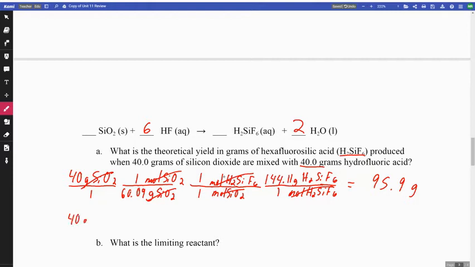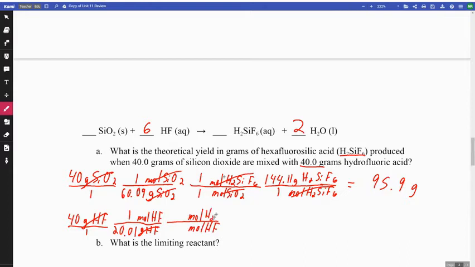40 grams of hydrofluoric acid. So that's HF. We do our conversion factor. Grams HF on bottom, moles HF on top, 1 next to moles, molar mass next to grams. Grams cancel out. We're left with moles. That's not where we want to be. So moles of HF on bottom.